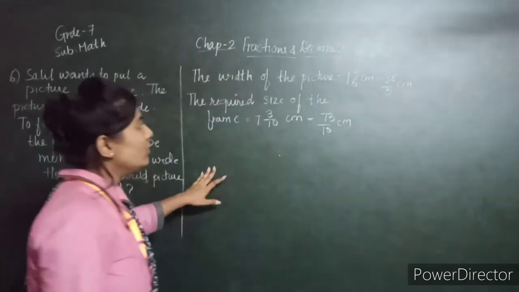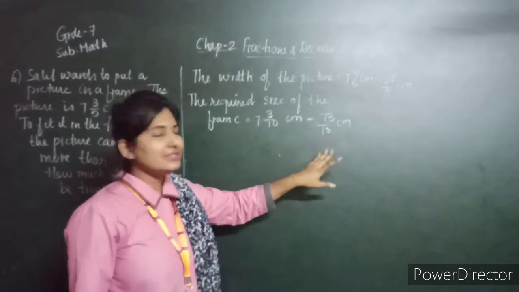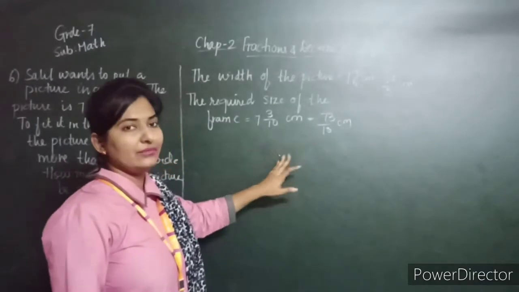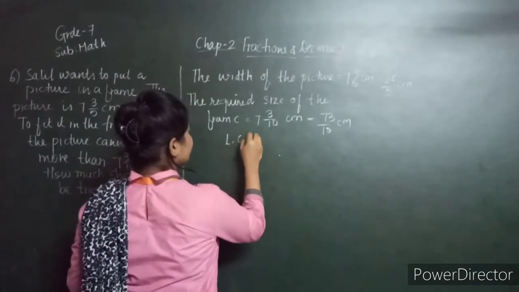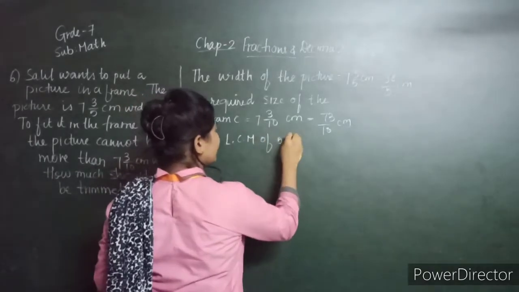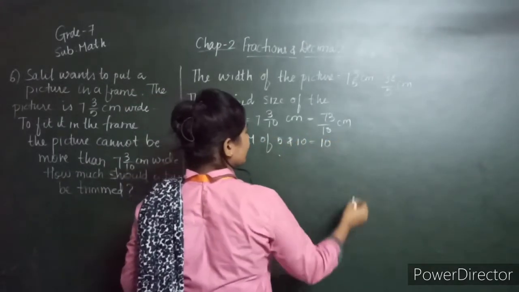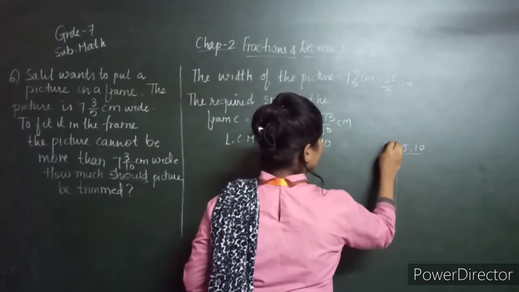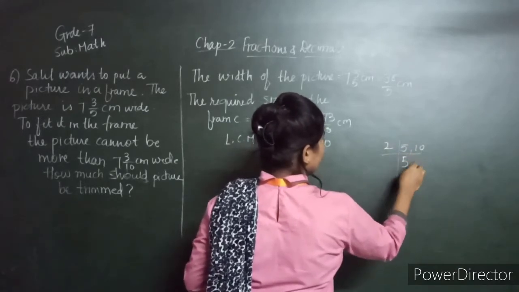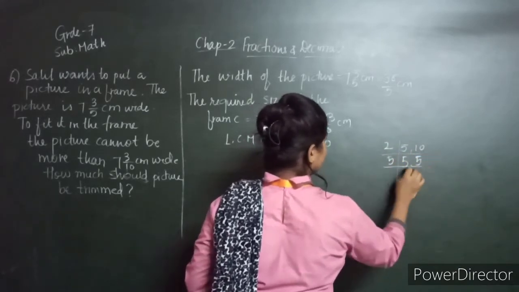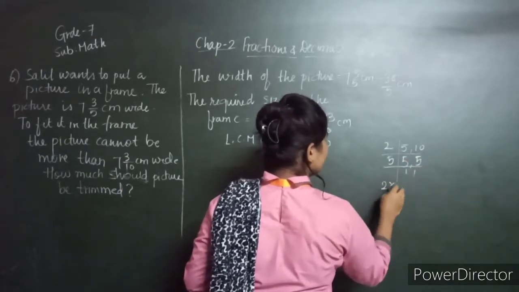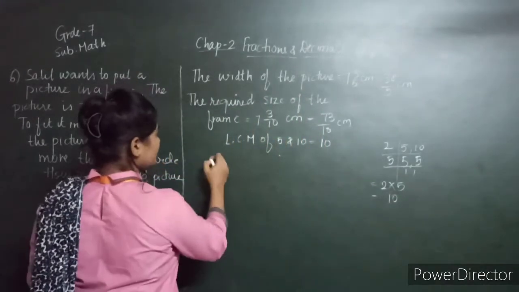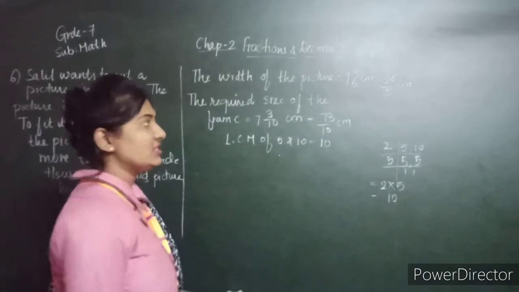centimeter. Now both the denominators are different. Here the denominator is 5 and here it is 10. So what we have to do? We have to take the LCM. So LCM of 5 and 10 is equal to 10. So how to calculate the LCM of 5 and 10? Here we put 2, here 5. So the LCM is 10. So now we have to make the denominators equal.